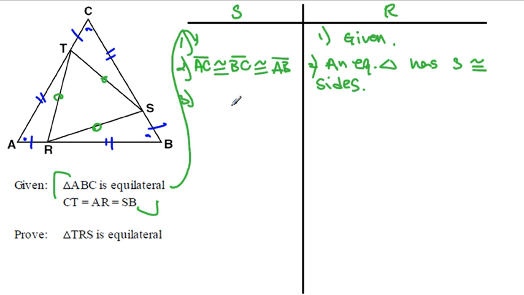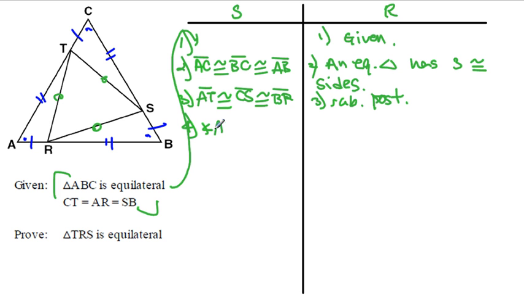Now, statement number 3, we get to realize that because the smaller pieces are congruent, AT is congruent to CS, which is also congruent to BR. Why? By the subtraction postulate. Now, number 4. Angle A is congruent to angle B, which is congruent to angle C.